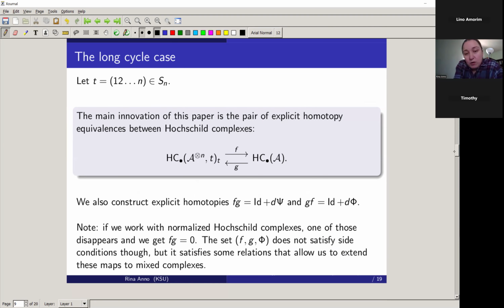Now, we do construct explicitly all this system of F and G, and a homotopy between FG and identity, and a homotopy between GF and identity. And if we work with normalized Hochschild complexes, so if we mod out by elements that have one, or since we're working with a category, would be identity somewhere in the chain except at the first place, then the homotopy psi actually disappears. Then FG equals identity.